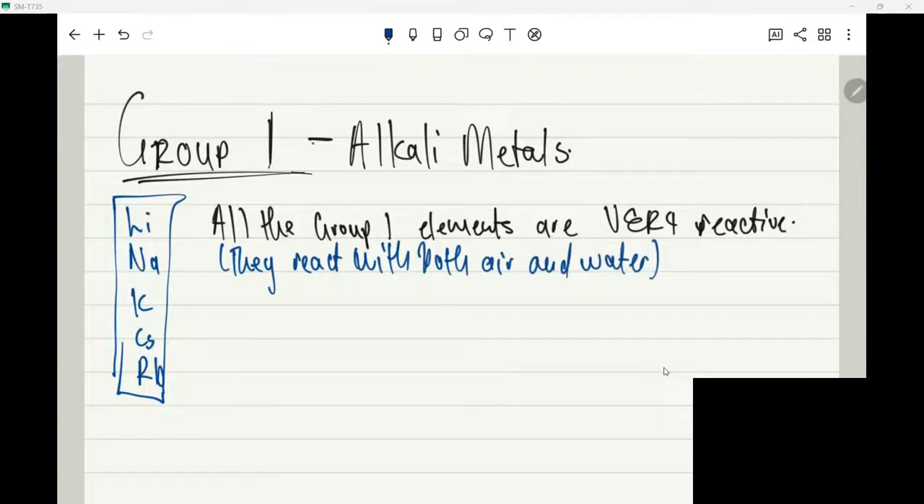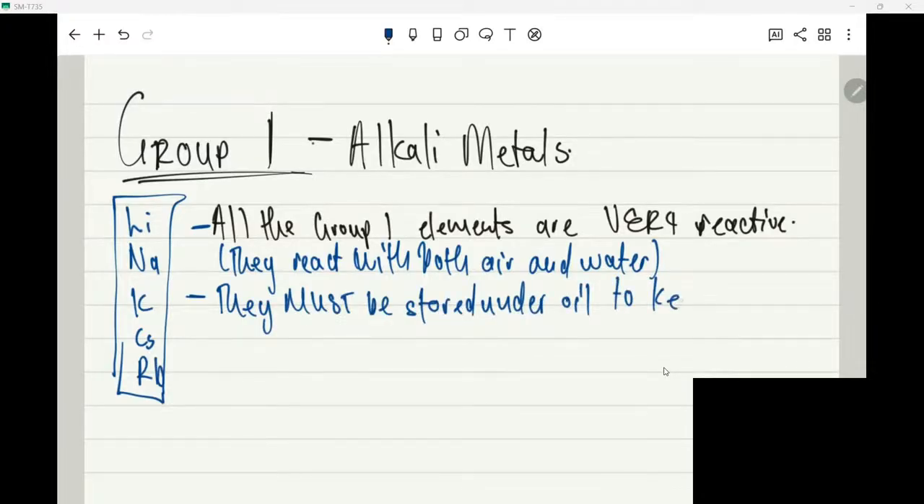So what must happen because of that? They must be stored under oil to keep air and water away from them.